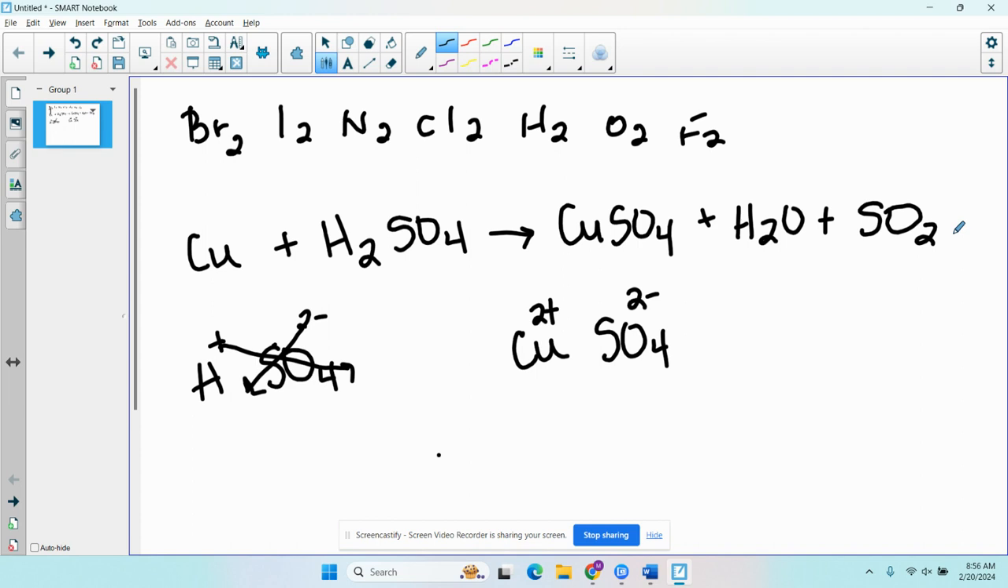With covalent, there's no ions, there's no positive, negative. You don't worry about that. You just put down what it says in the name. 1 sulfur, 2 oxygen. Okay? So this is now my skeleton equation.